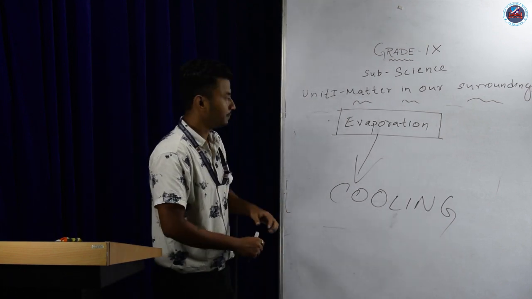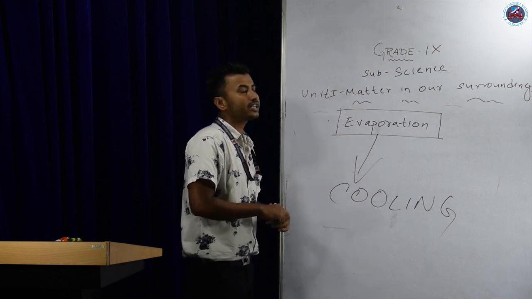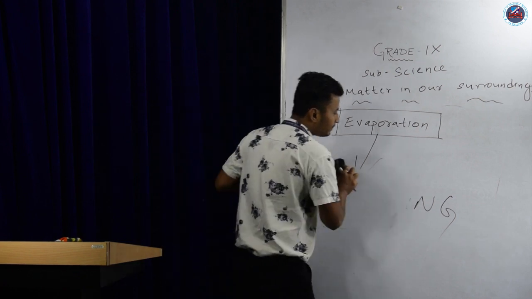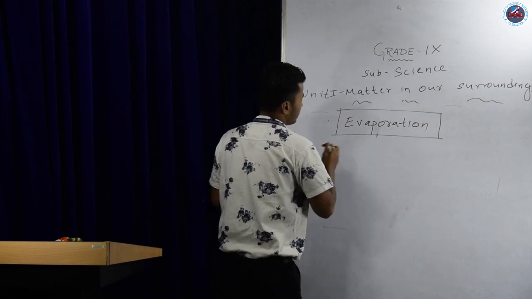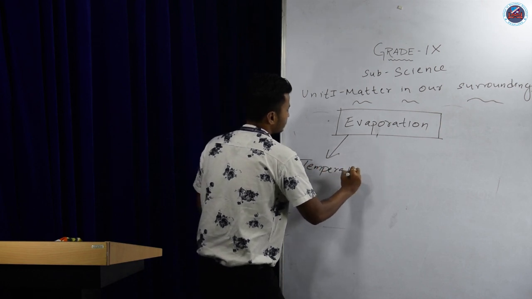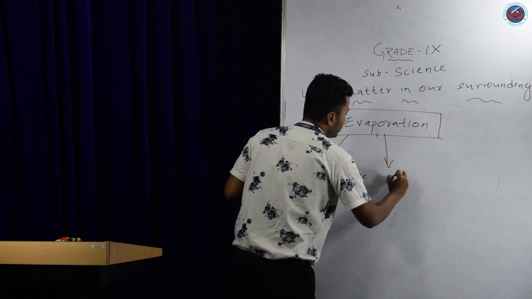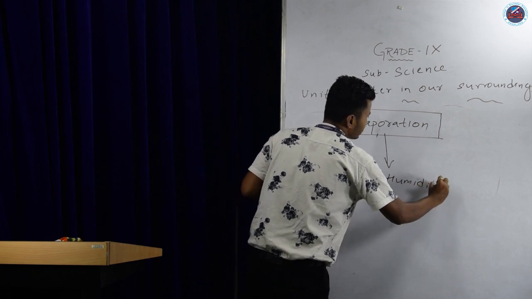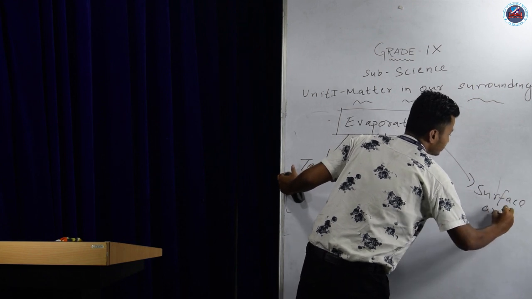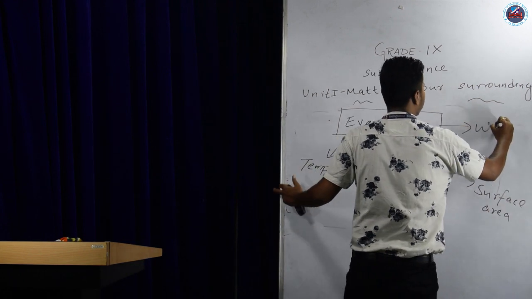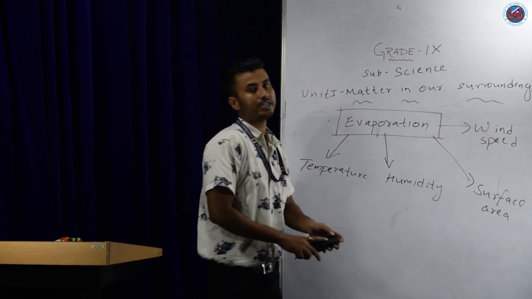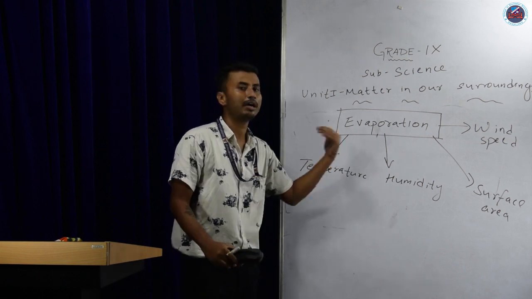Okay? Now, let's proceed to the factors on which evaporation depends. Basically, evaporation depends on temperature, humidity, surface area, and wind speed. These are the four factors on which evaporation depends. Let's go one by one.